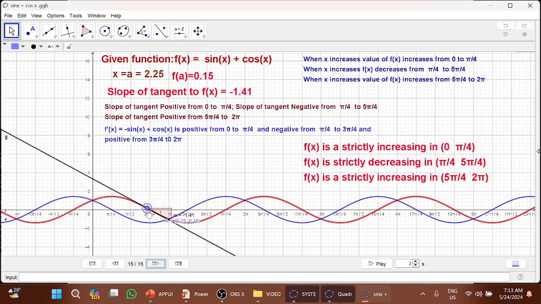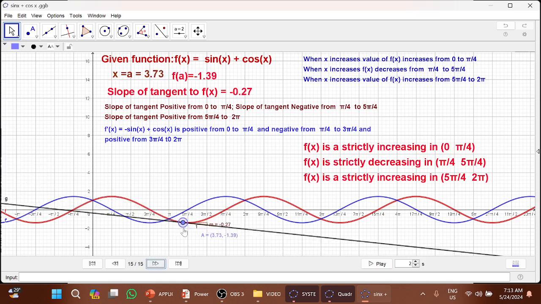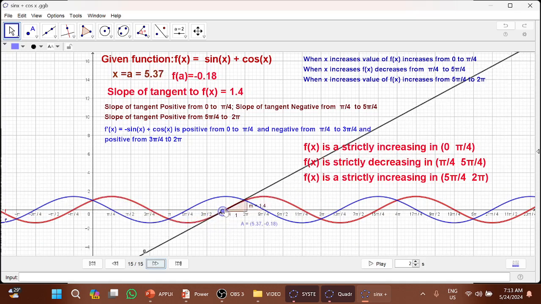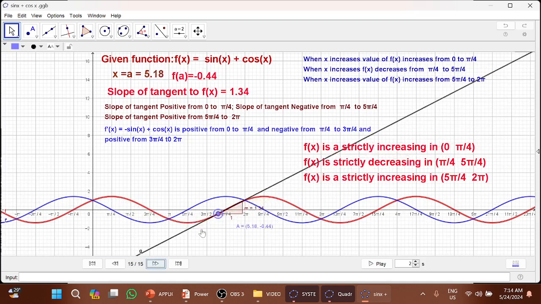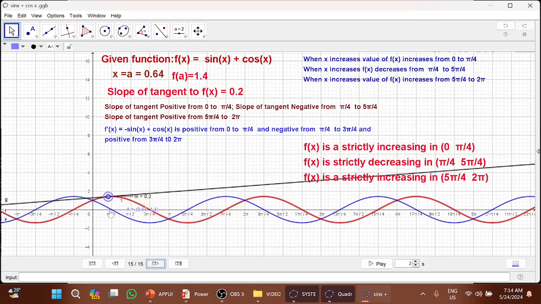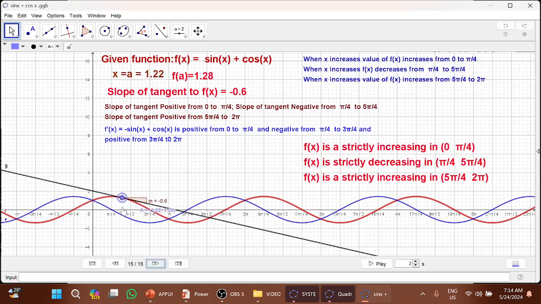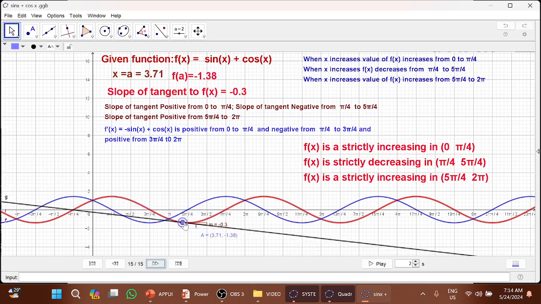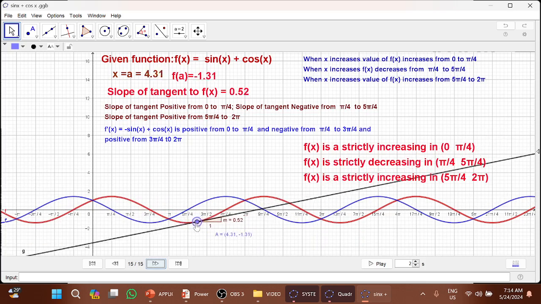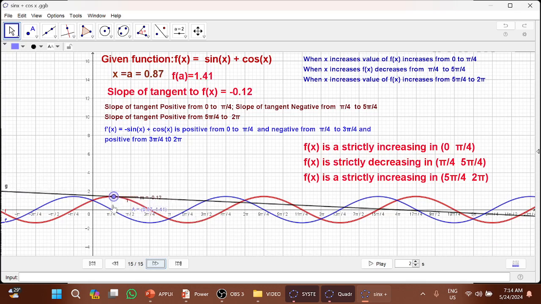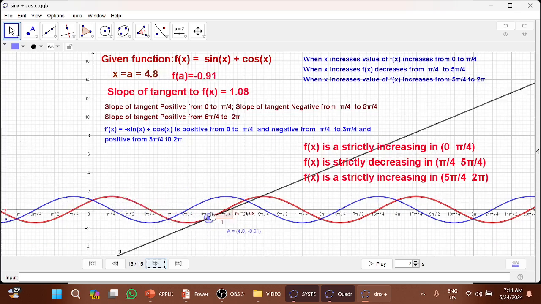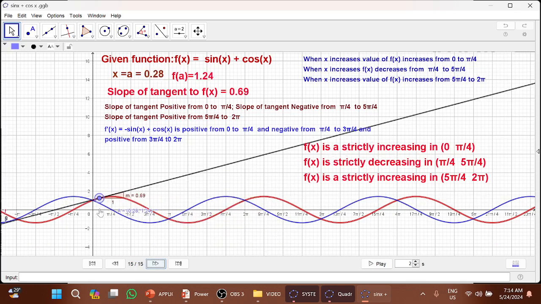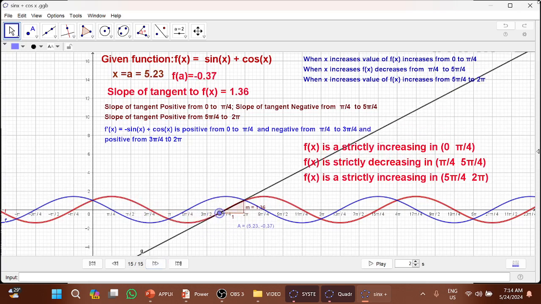And you can show them how the slope of the tangent is positive and how the slope of the tangent is negative. You see, whenever it is increasing, the slope of the tangent is positive. When it is decreasing, the slope of the tangent is negative. And here the highly interesting thing is you can show the nature of the second derivative also. All of you know that the nature of the second derivative is also used for maxima and minima.